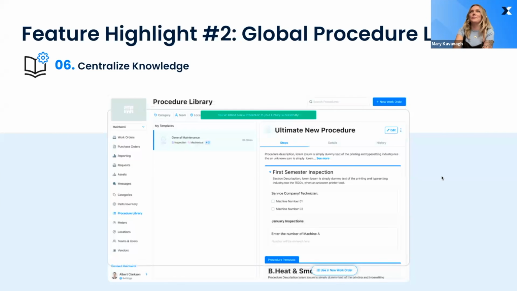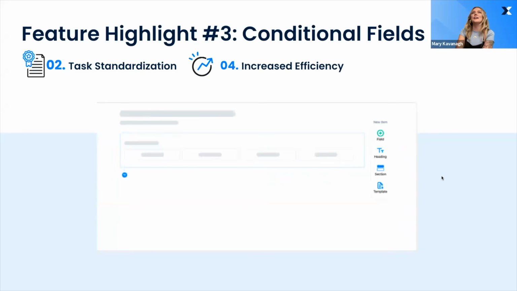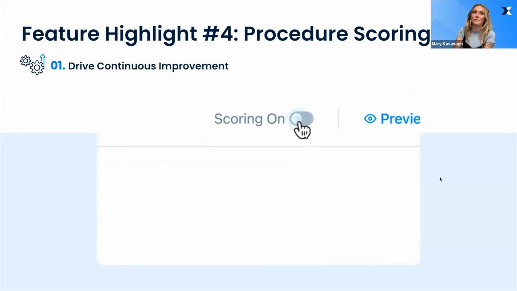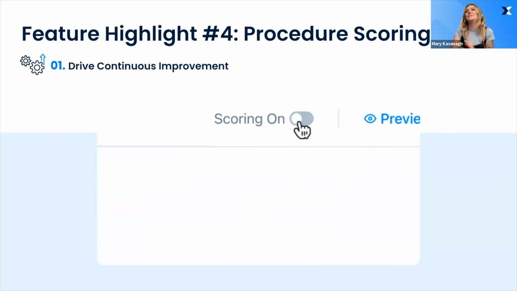Let's hop back across here. And that covers us for those conditional fields, again, helping to standardize tasks and increase efficiency. And for our procedure scoring as well, helping drive that continuous improvement. So I hope we've now demonstrated all those 6 points at the beginning that we raised, how procedures can help you with that.